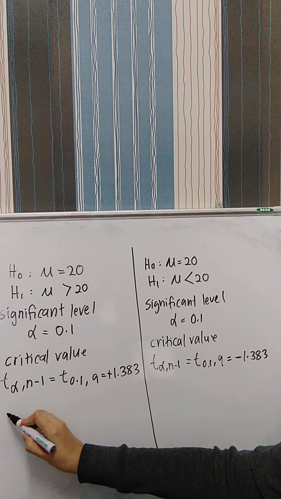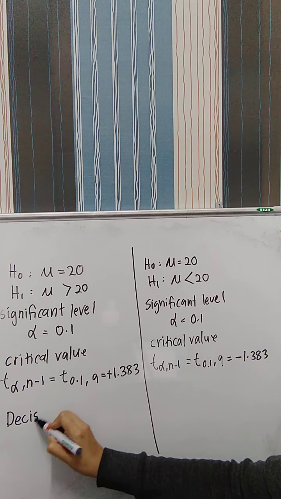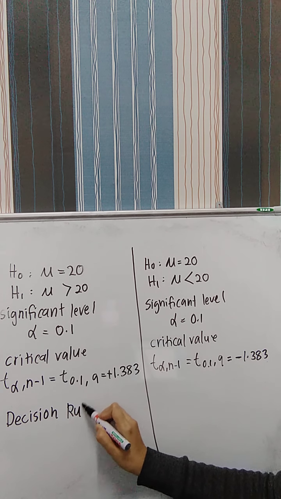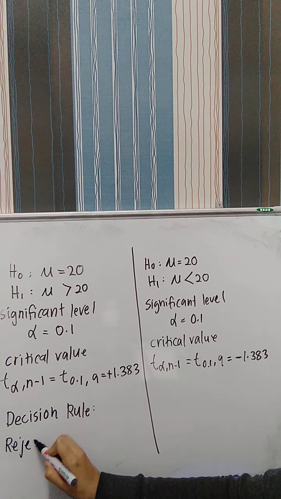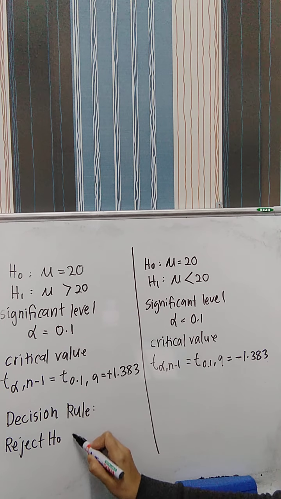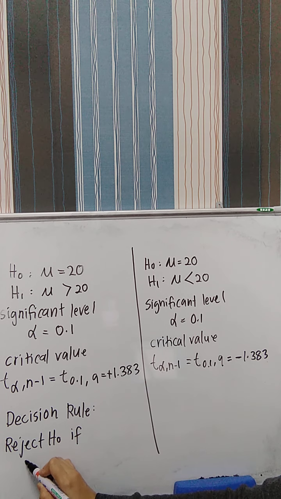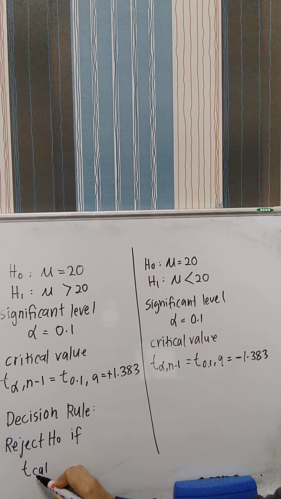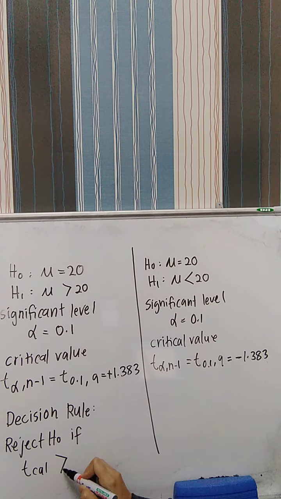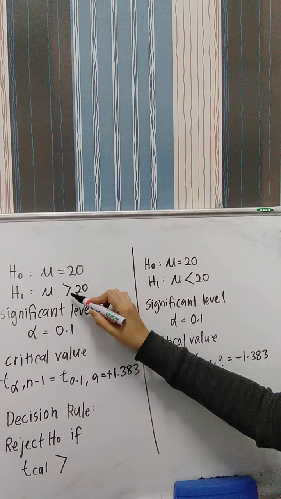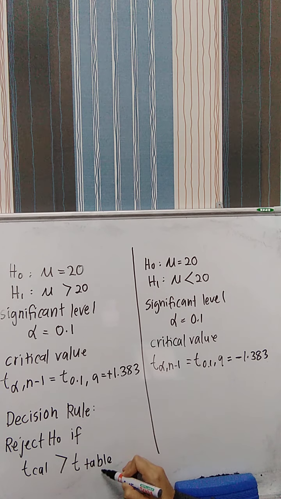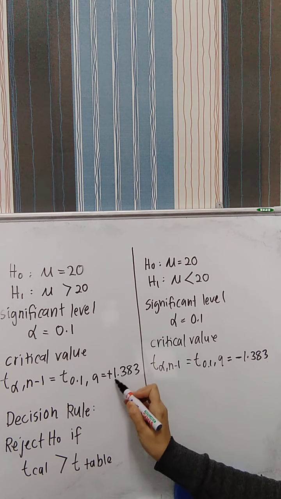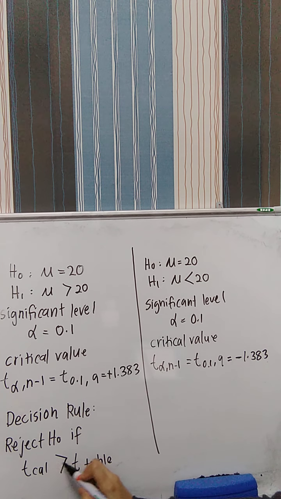And then for the decision rule. You must reject H0 if T calculate, which means the T statistic, is more than T table. Why more than? Because your H1 is more than. T table means the T critical value here. You must reject if more than.